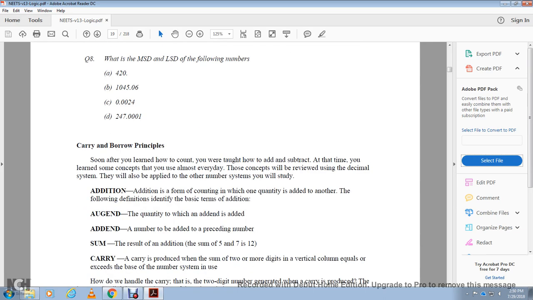All right, your carry and borrow principle. Soon after you learned how to count, you were taught how to add and subtract. Now it's time to learn some of the principles you will also want to apply, along with the concept of review, such as the decimal shift. They always apply with the other number systems you will study.